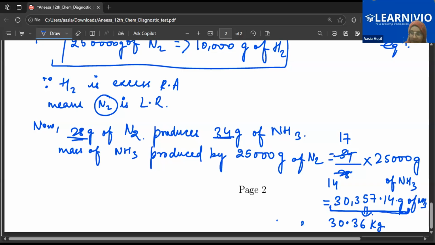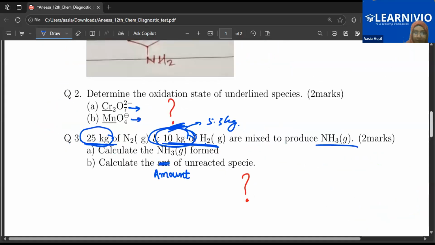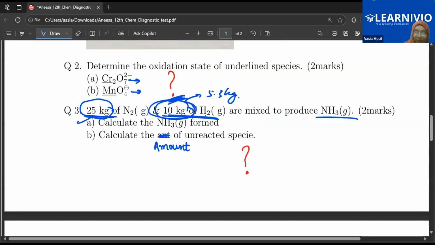So this is the first answer, the answer of A. I think there were two questions, right? First question, calculate the amount of ammonia formed. So it is 30.36 kg. Now see the second question. Calculate the amount of unreacted species. So how will you calculate the amount of unreacted species?